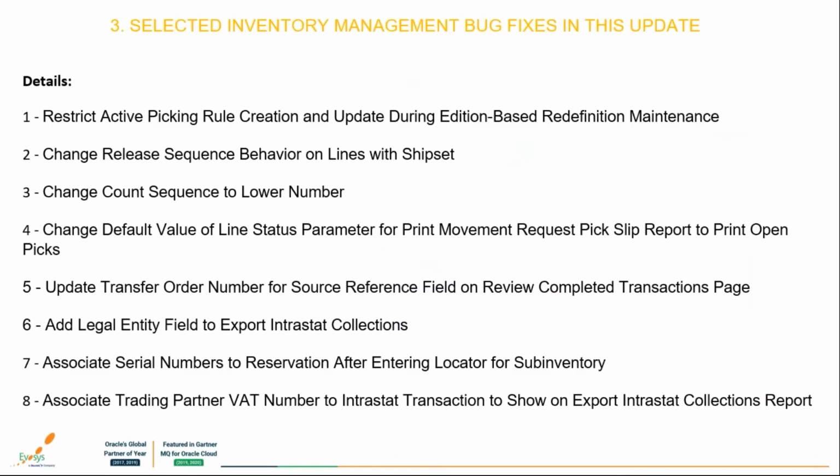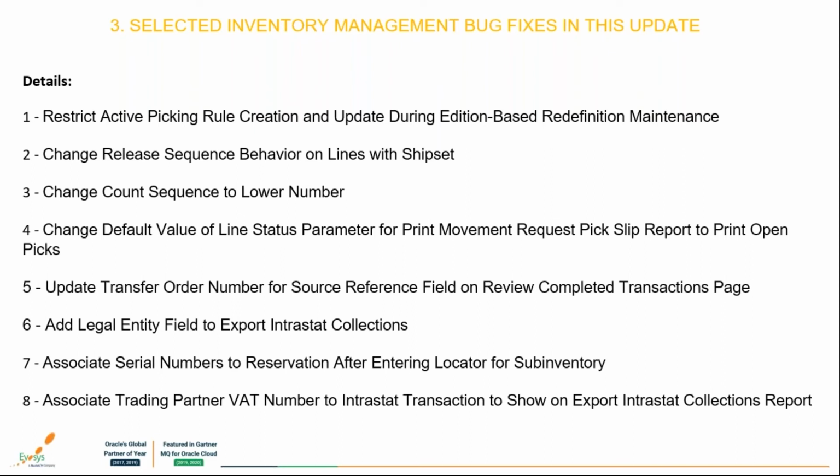Third, selected inventory management bug fixes in this update. The first bug fix: restrict active picking rule creation and update during edition-based redefinition maintenance. With this update, edition-based redefinition provides customers zero application downtime during patching. One exception is that active picking rules can't be created or updated during maintenance periods. This is enforced by an error message when a user tries to do so using the manage picking rules task.